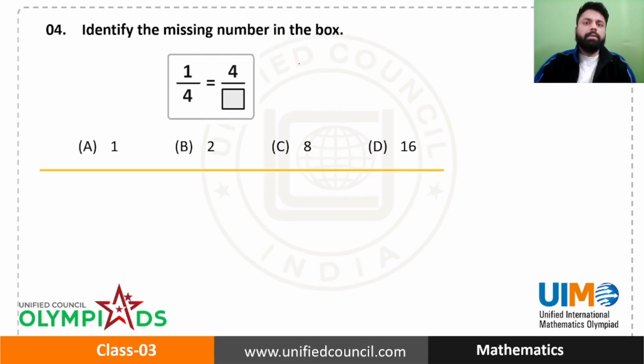Identify the missing number in the box. 1 upon 4 is equal to 4 upon what? So this will be equal to, what upon 4 is equal to 4 upon 1, or this is equal to 4 multiplied by 4, that is 16.